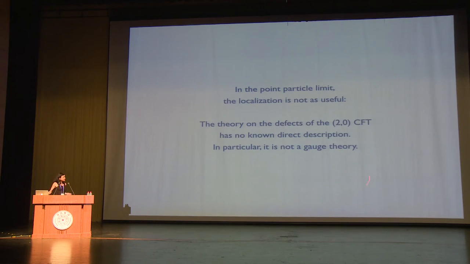Now, in the point particle limit, in the conformal limit, this localization we are using still exists, but it's not as useful. The theory on the defects of the 2-0 CFT has no known direct description. In particular, it's not a gauge theory. You only get a gauge theory if you work with little string theory.